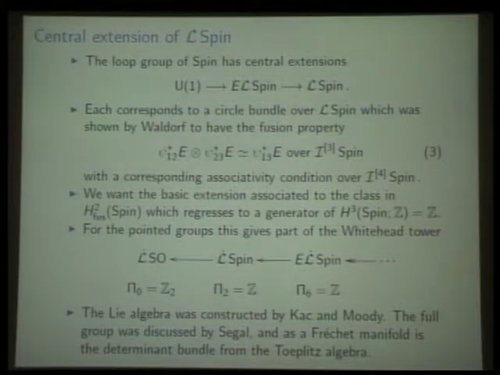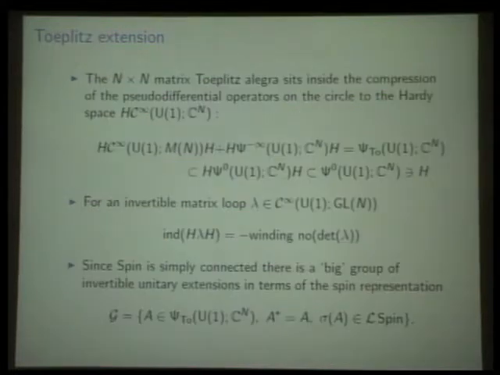Okay, so I'll explain how to construct such a central extension. They're not frightening algebraic things, or no longer are to me anyway. So the Lie algebra was done by Kac-Moody. The full group in a Hilbert space structure was discussed by Graeme Segal. Let me show you a Fréchet manifold definition to show you that there's some determinant bundle in this. There is, of course, lots of index and determinant hiding in here somewhere.